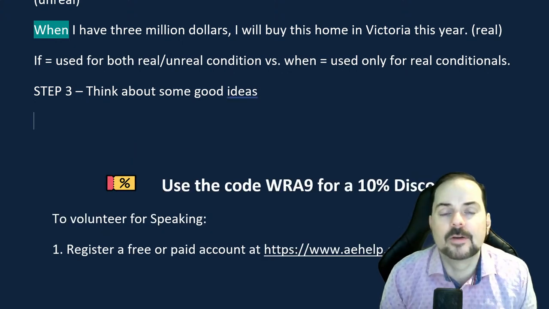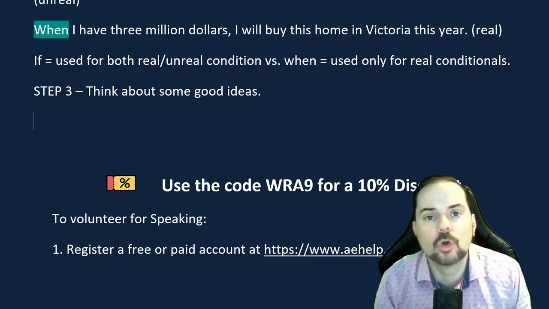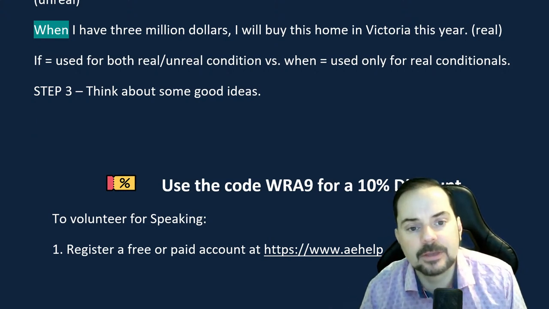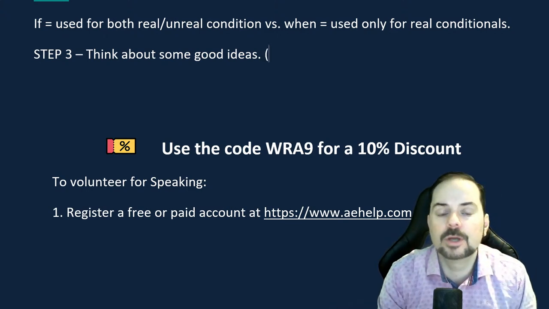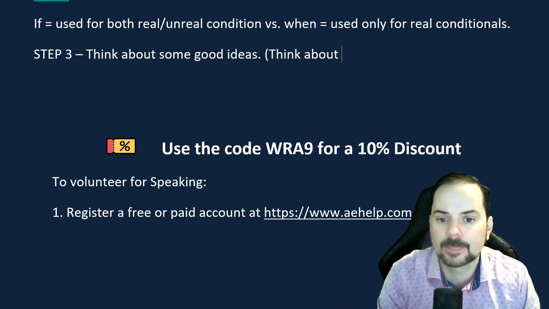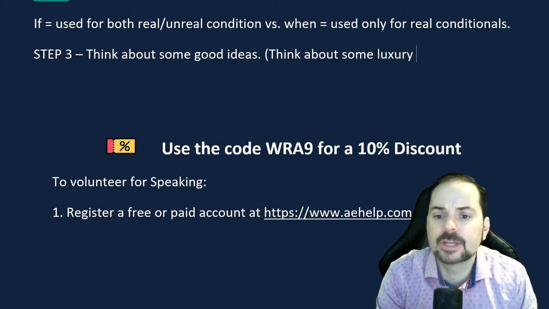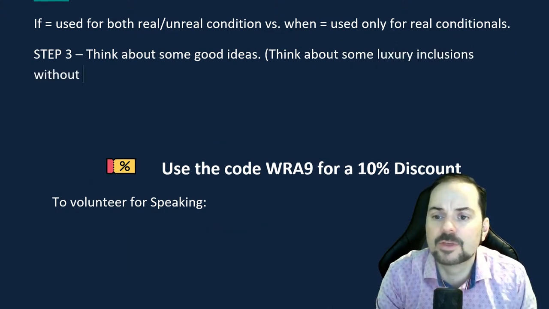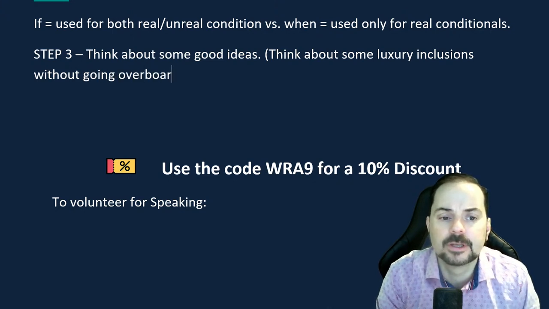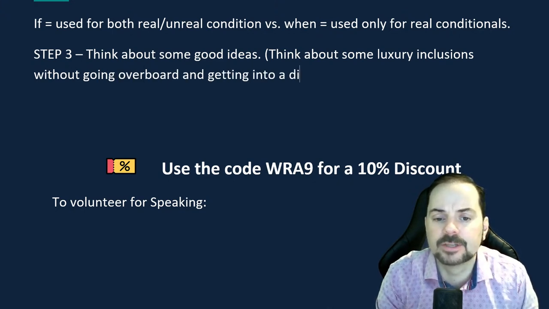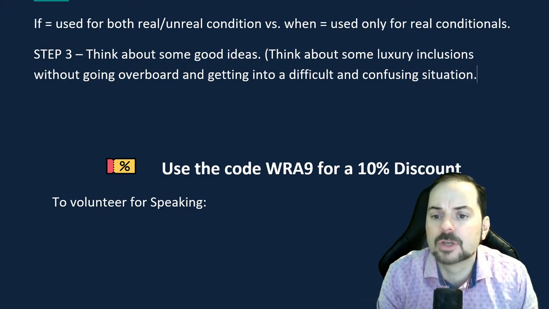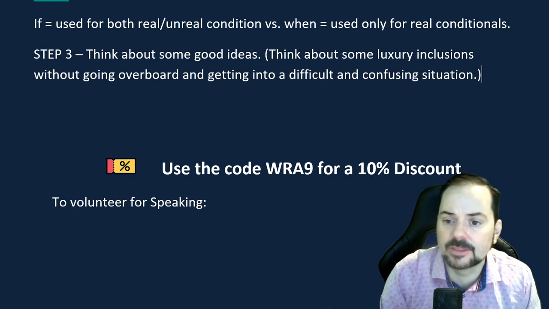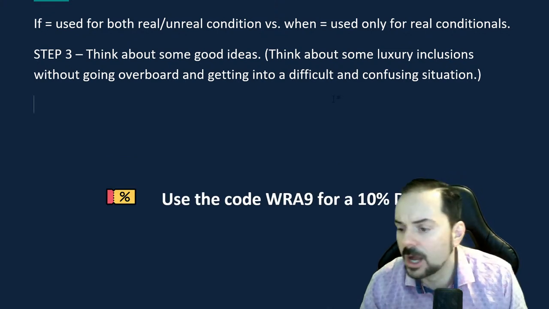Okay, all right, now, of course, with the ideal home here, we need to think about the inclusions of a good home without going overboard, okay? So here, you want to think about some luxury inclusions without going overboard and getting into a difficult and confusing situation. Okay, so stick to key vocabulary that you're familiar with. All right, let's do it.